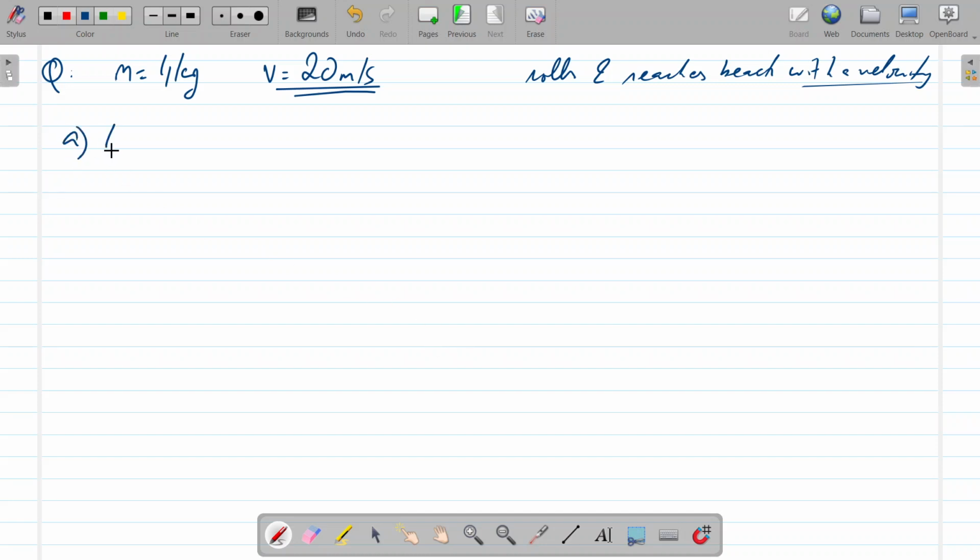So the first question is, what is the kinetic energy? And so we put in that formula, half mv squared, which is half into 4 into 20 squared, which is 400 into 2, which is 800 joules.